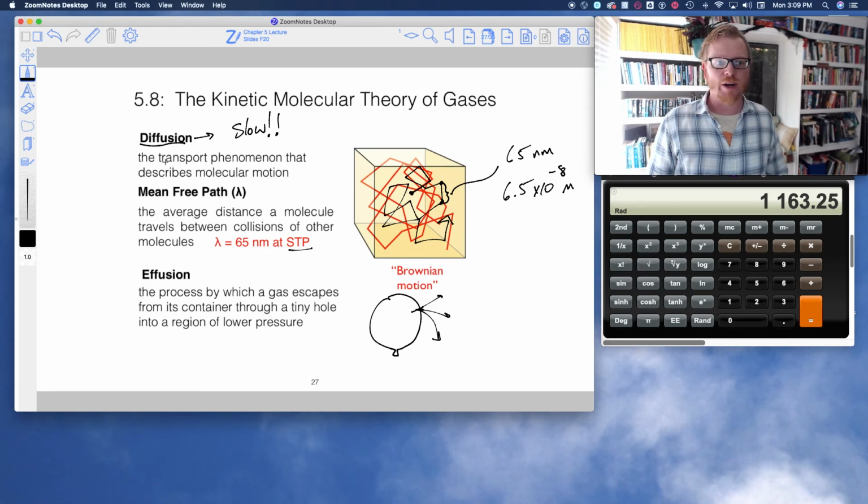So that's all that I really want to say about diffusion and effusion. The books give you some calculations to go through, but just conceptually for me, understanding diffusion and effusion is fine.